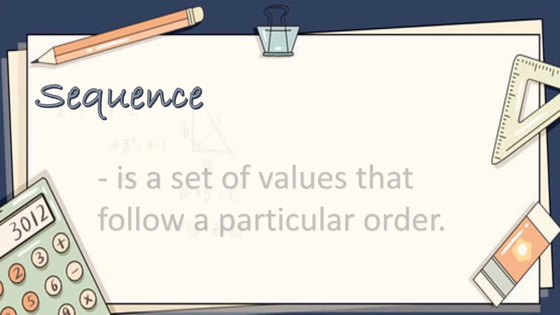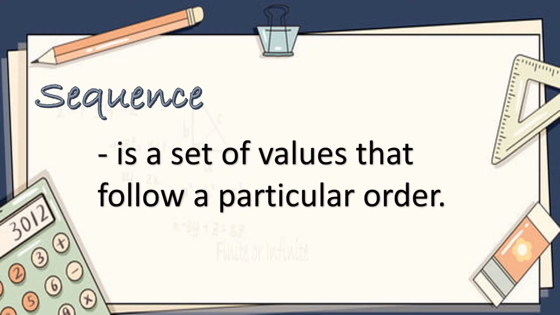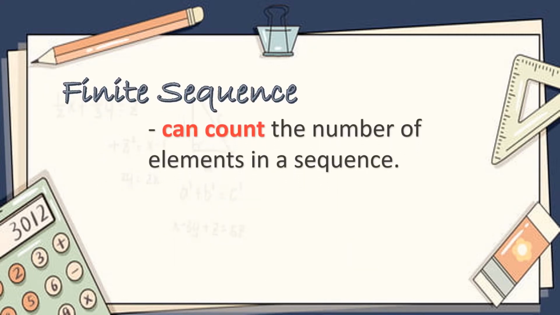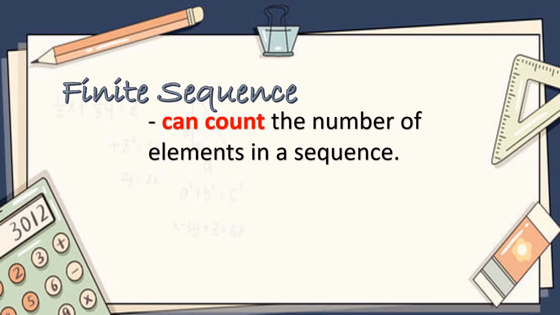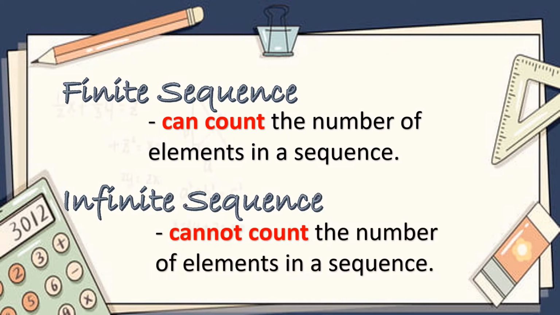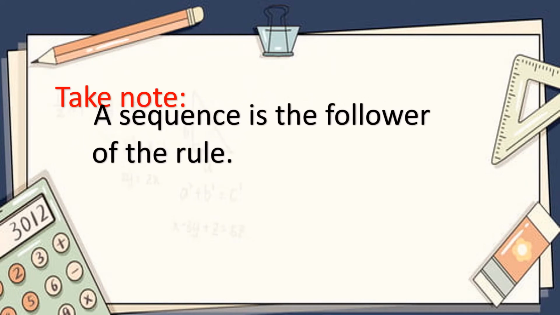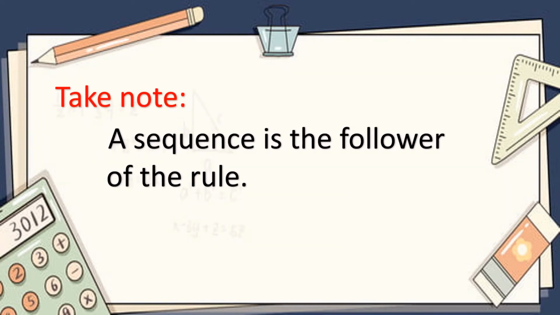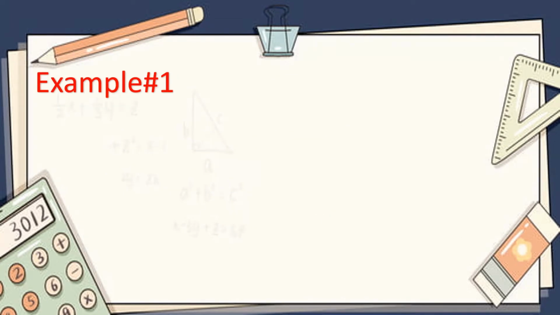Sequence is a set of values that follow a particular order. It can be finite or infinite. Finite sequence, if we count the number of elements in a sequence, and infinite sequence if we cannot count the number of elements in the sequence. Take note that a sequence is the follower of the rule, and the rule that I am talking about is the pattern. For example, this set of numbers 3, 6, 9, 12, and 15.